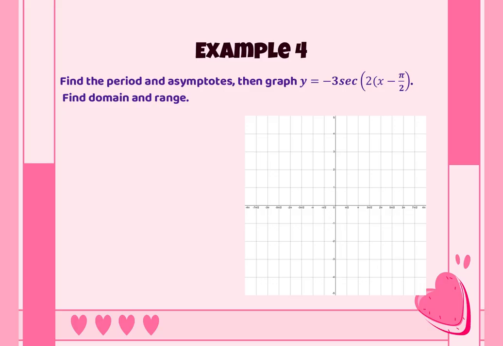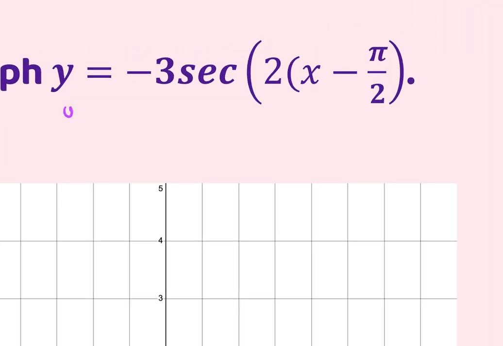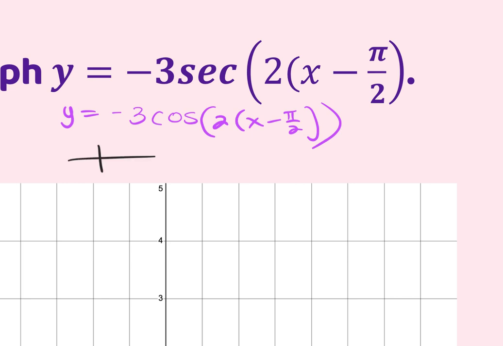Because what's left? Secant. All right, so we're going to graph this as though it is cosine. Y equals -3 cosine 2 times x minus pi over 2. Okay, negative tells you what? It's a reflection over the x-axis, so my curve's going to look like that instead of the other way around. It's going to go down first and then come up. The amplitude is 3.